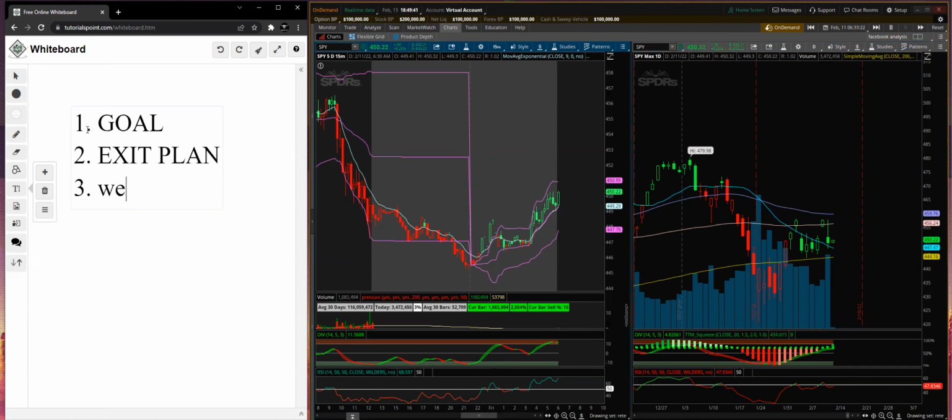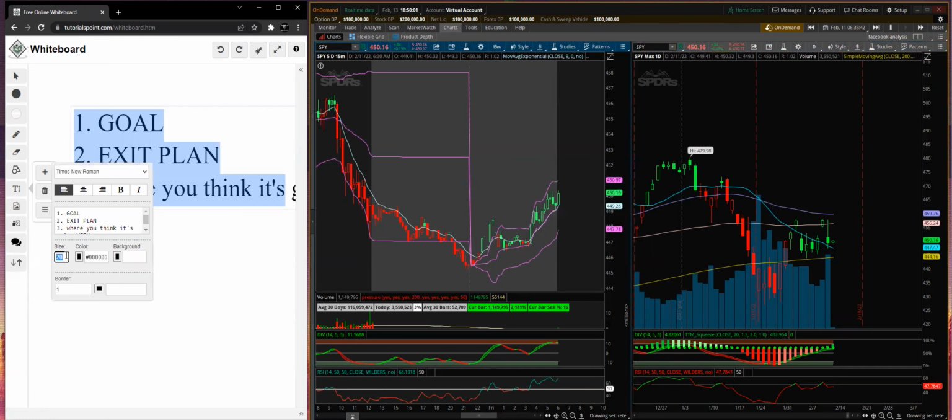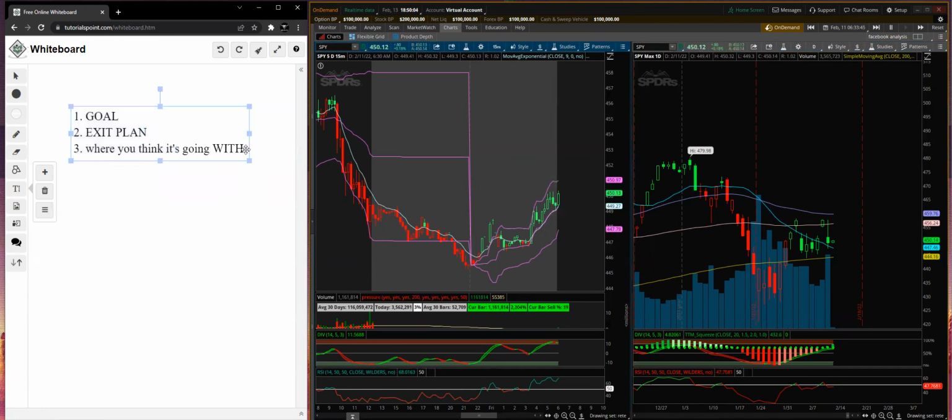Number three is, where do you see this going? You should know where you see this going. You shouldn't look at a chart and say, oh, I think this is going to go down, but you had no reason. You had no backup plan. So where you think it's going, with a backup. Four, use levels. Support and resistance, very, very important.